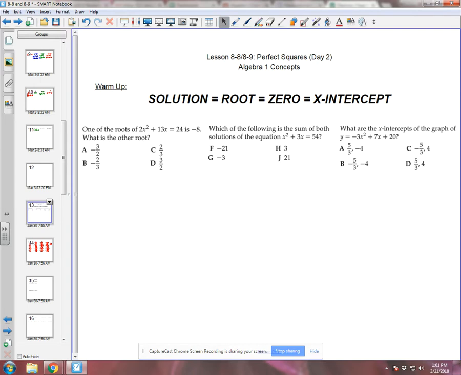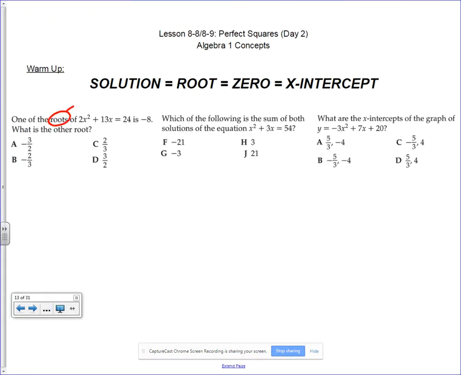It says one of the roots. Ladies and gentlemen, what does root mean? Root is right here. That's the same as a solution. So one of the solutions is -8. They're telling me one of the solutions is -8. Well, how many solutions does it have, first of all? You should be able to tell me this by the original problem. That power of 2 tells me there better be 2 answers. They've already given me one, right? They want to know what the other one is.